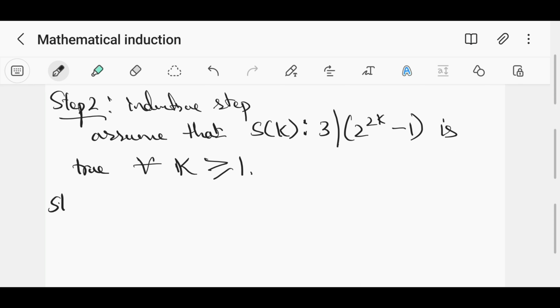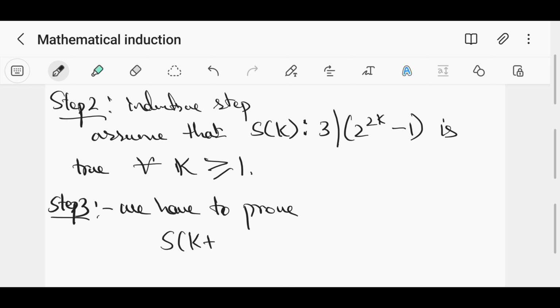So what is our step 3 now? Step 3 is what we have to prove. We have to prove that S of k plus 1. Third step, remember, k plus 1. In place of n, substitute k plus 1. So that is: 3 divides 2 to the power 2 times (k plus 1) minus 1. So this we have to prove. How do we prove that?